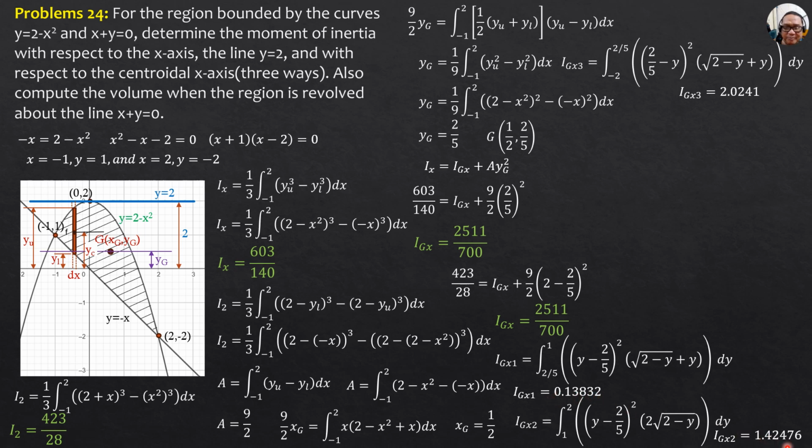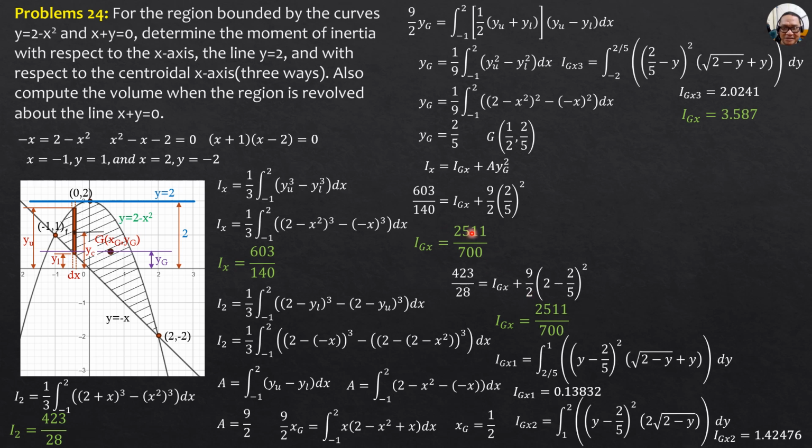Then adding 0.13832 plus 1.42476 and 2.0241, that is the moment of inertia with respect to the centroidal axis, parallel to the x-axis. This is the challenge part. I'm just mobilizing the principle, and this is in decimal.